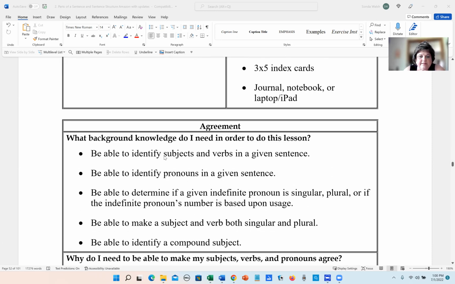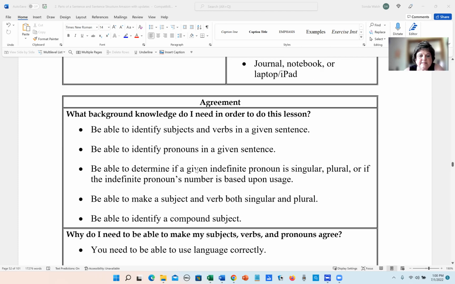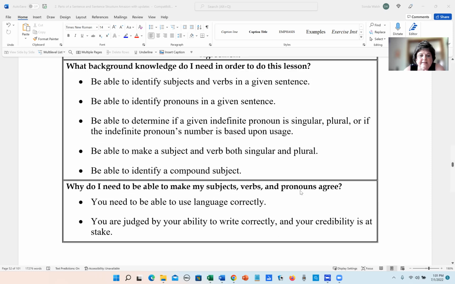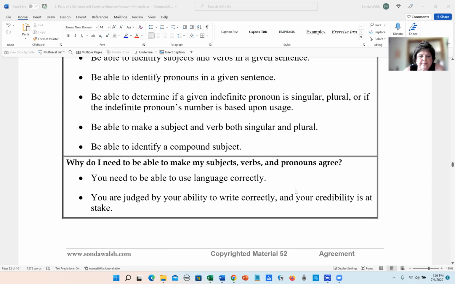All right, what do you need to be able to do in order to do this lesson? You need to identify subjects and verbs. You need to be able to identify pronouns in a sentence. Be able to determine if a given indefinite pronoun is singular, plural, or if it's based upon usage. Be able to make a subject and verb both singular and plural, and identify compound subjects.